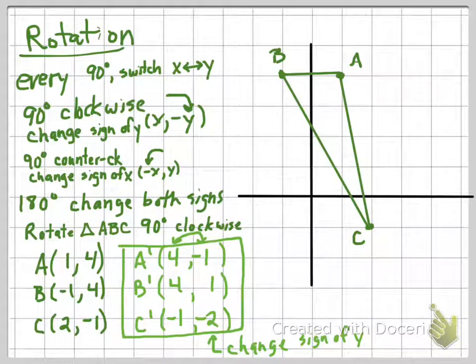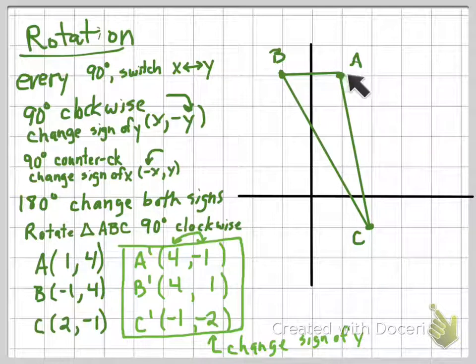Now, a lot of us learn to turn our paper, and you can still turn your paper. If you turn your paper 90 degrees clockwise and then write down the coordinates where it looks like they are, you'll actually be writing down these coordinates here. And then when you turn your paper back, you can graph it and you'll be done. Or you can look at where the points are. Okay, I know this is going 90 degrees clockwise.